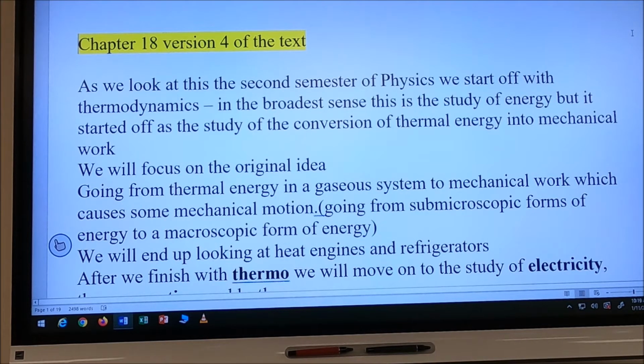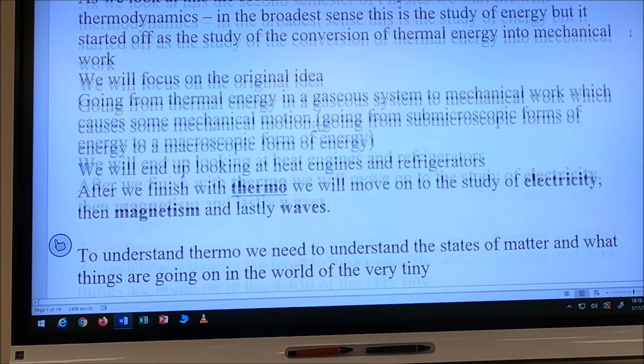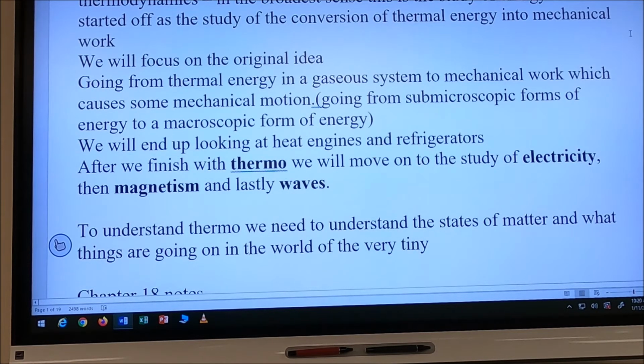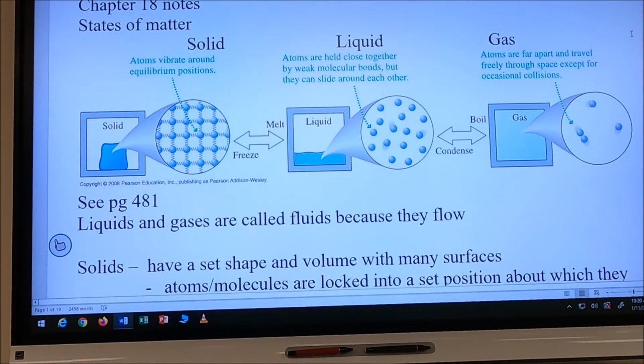Okay? Now, in the broadest sense, the study of energy starts with the study of the conversion of thermal energy into mechanical work, thermodynamics. We've already looked at potential and kinetic energy, large scale. We're going to change our scale down to the submicroscopic scale. So to understand this submicroscopic scale, we're going to need to understand gases. Okay, so let's look at the world of the very tiny, and let's remind ourselves about some things you are probably pretty familiar with. Okay, solids.